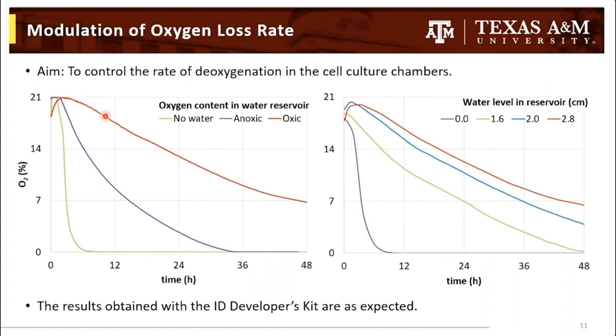Before oxygen can diffuse from the device into the atmosphere, the oxygen that is present in the water covering the device needs to be lost to the atmosphere. So it acts as a super barrier to oxygen diffusion. And that's why it presents the lowest oxygen loss rate in our system.